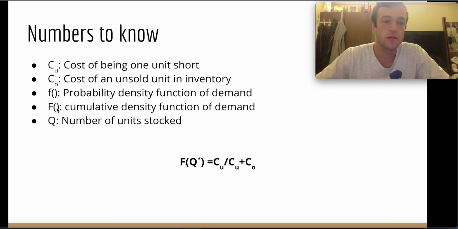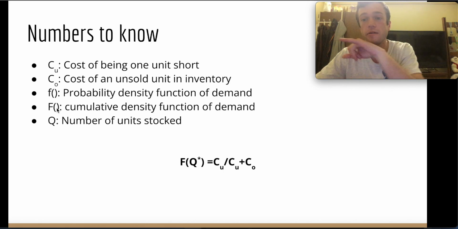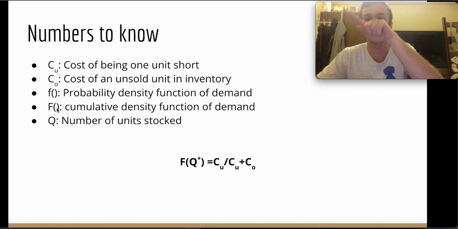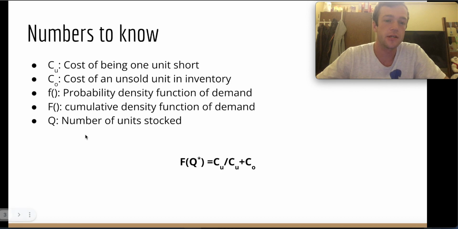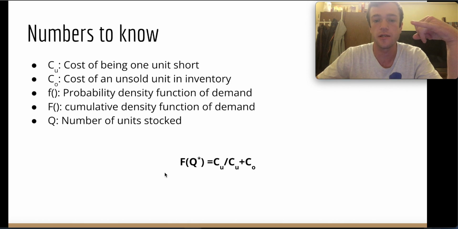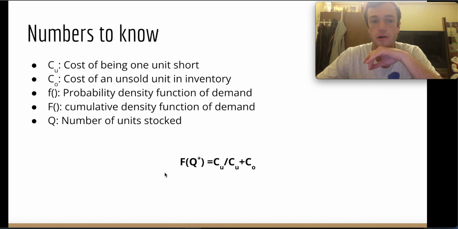Then small f is the probability density function, while big F is the cumulative distribution function. So the probability density function will look something like that, while the cumulative will look something like that. And then Q is the number of units stocked. Q star is the optimal number of units stocked. And the news vendor ratio is CU over CU plus CO.